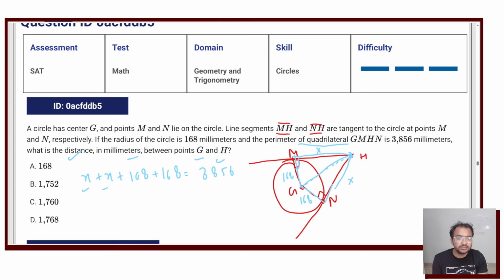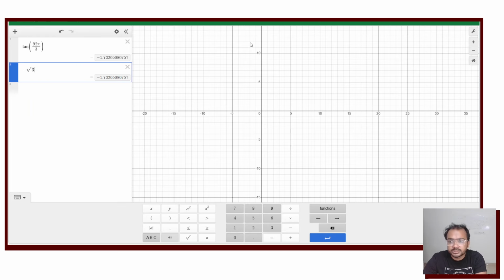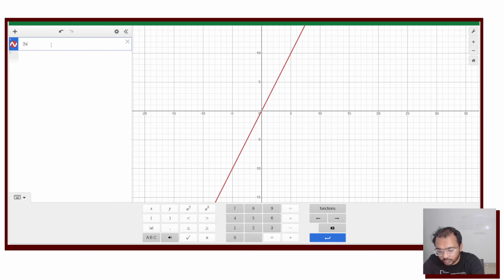So let's first find the length of the tangent. So X plus X, let's put it on Desmos. So X plus X will be 2X, and then we have 168 plus 168, and that was equal to the perimeter, 3856. So we need to zoom in. 1760 is what we are getting. It means that this length of tangent is coming out to be 1760.